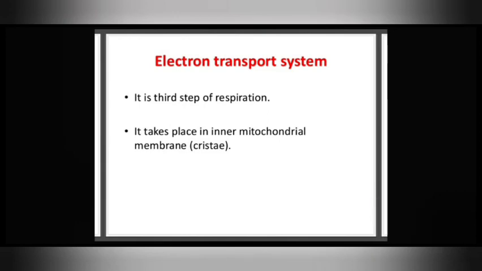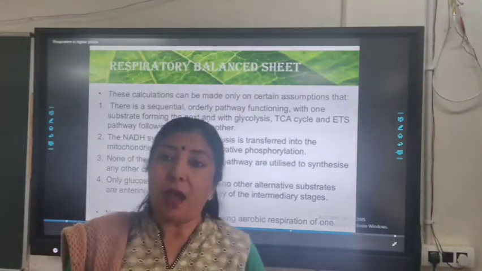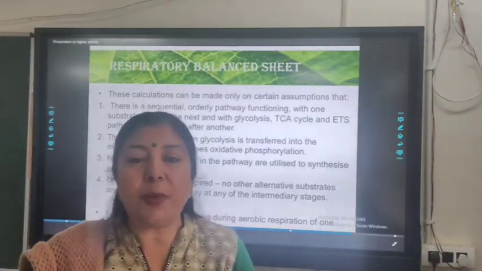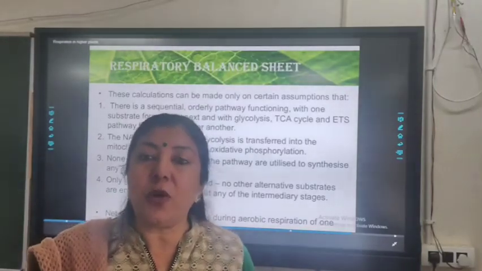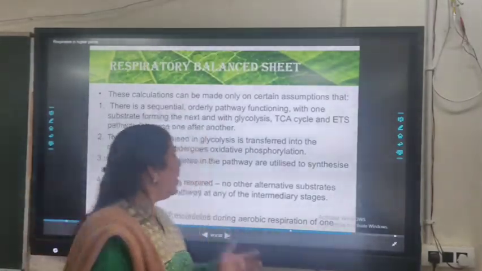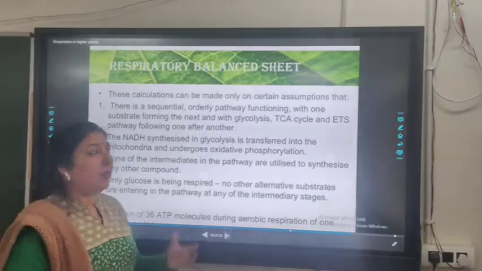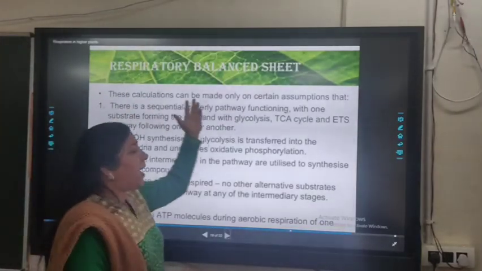After the complete oxidation of glucose, a total of 38 ATP molecules are produced. We'll study the balance sheet, how these 38 ATP molecules are produced, along with the details of the electron transport chain in the next class. So we have studied how aerobic respiration is responsible for producing a large amount of energy because there is complete oxidation of the glucose. Now let us see how all these ATPs which are produced are calculated. That is the respiratory balance sheet.